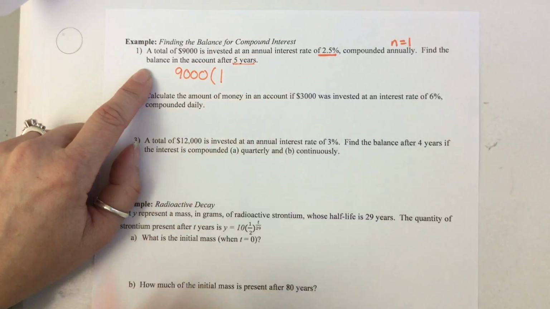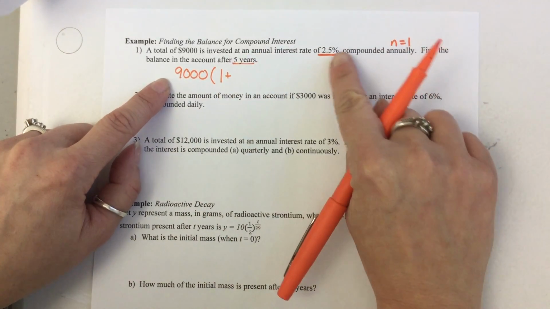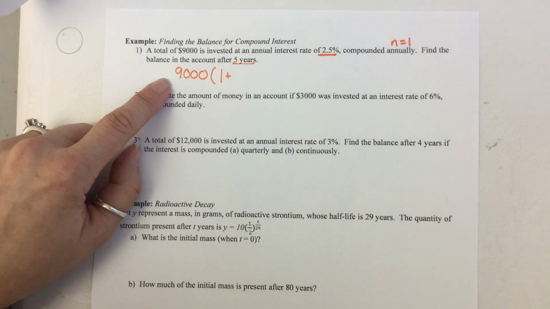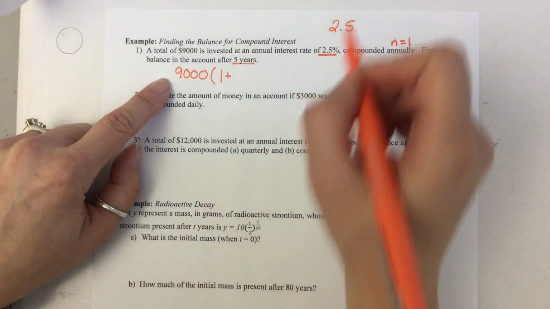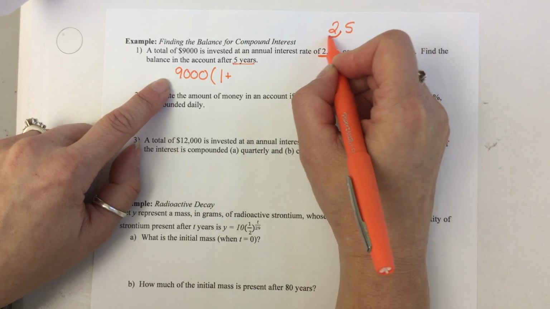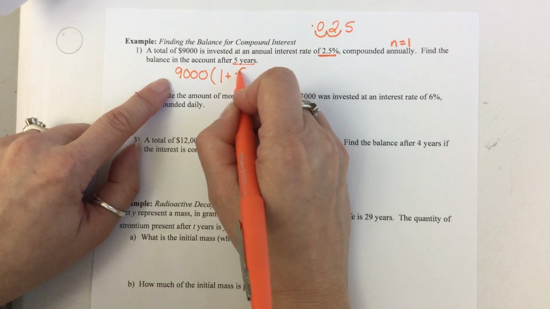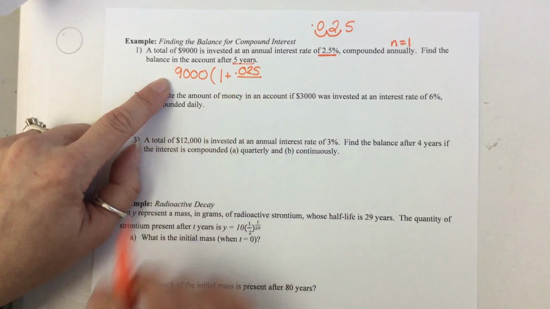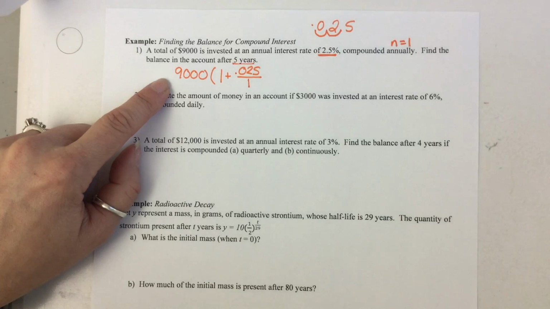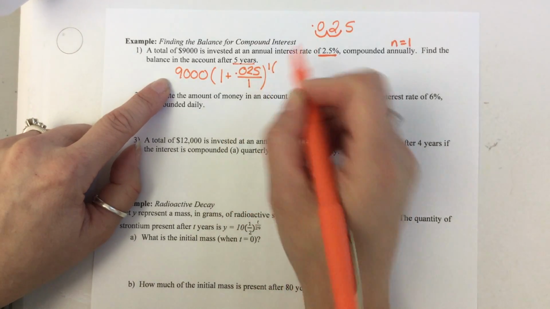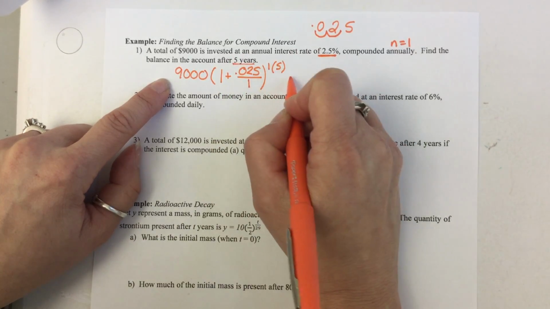Then parentheses, 1, because you will get 100% of your initial investment back, plus your percentage as a decimal, 2.5%. Remember to turn a percentage into a decimal. You take the decimal that's currently there, go to the left 2 times. If you have a loop, you need to add a 0. So it's 0.025 over N. N is the number of times that money is being added to your account. In this case, it's a 1. 1 times the number of years that you're keeping that money in the account, that's a 5.